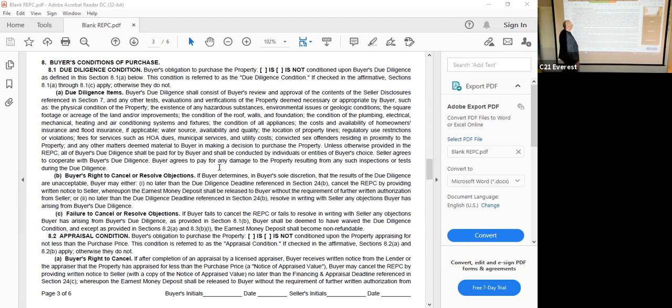However, let's read the top part of the paragraph again. Buyer's obligation to purchase the property is not conditioned upon buyer's due diligence as defined in section 8.1 below. This condition is referred to as the due diligence condition. If checked in the affirmative, sections 8.1 through 8.c apply. Otherwise, they do not. So if it's checked in not, that means that this paragraph does not apply, which means the seller has no obligation to comply with what you're doing.